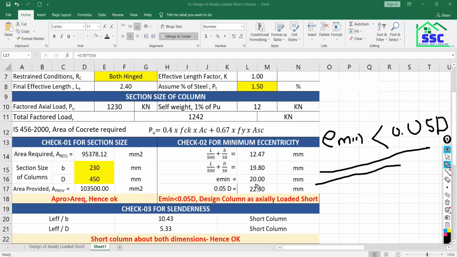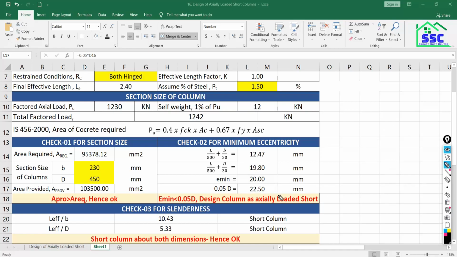Otherwise you need to design this column as long, with the eccentricity. You have to consider this column with the eccentricity. That's why this check is very important to make sure whether your column is axially loaded or not. So just keep in mind, this sheet will give the intimation that E minimum is less than 0.05D. It means design the column as an axially loaded short column. Now this sheet is applicable for this example.